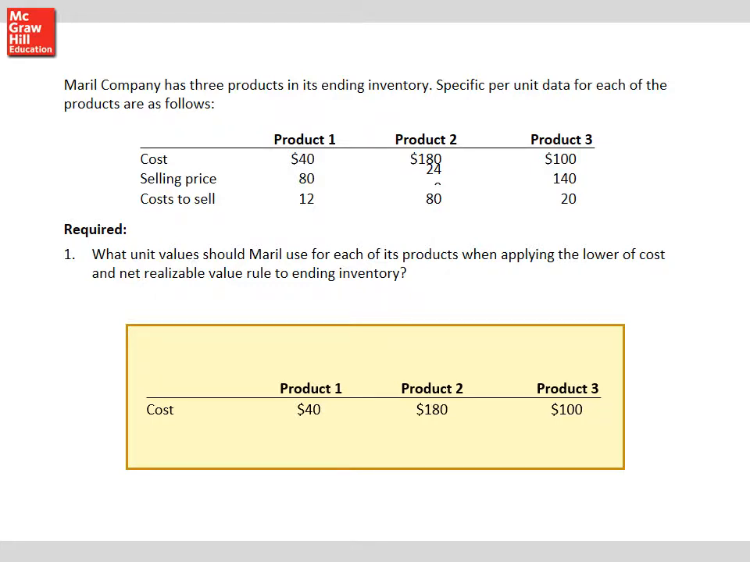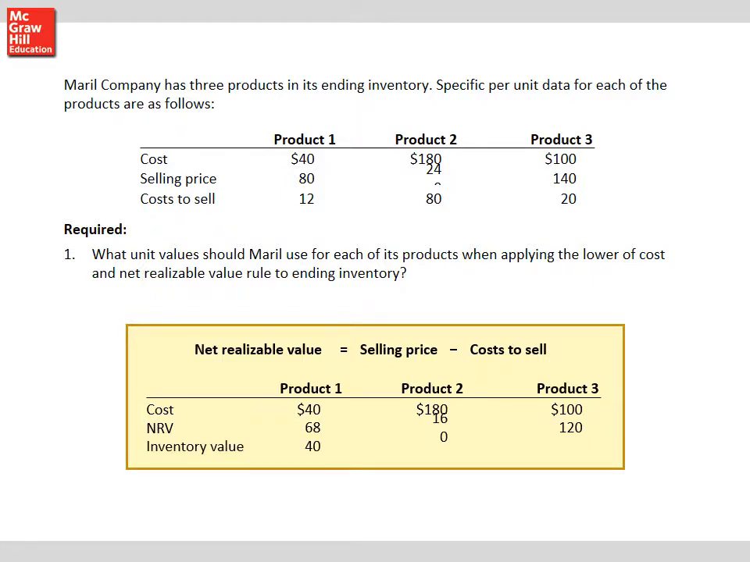For product 1, the cost is listed. We then compare that to net realizable value. Net realizable value being selling price minus costs to sell. So 68 for product 1, 80 minus 12. $16 for product 2, that should be 24 minus 8. And then 120, or 140 minus 20, for product 3.